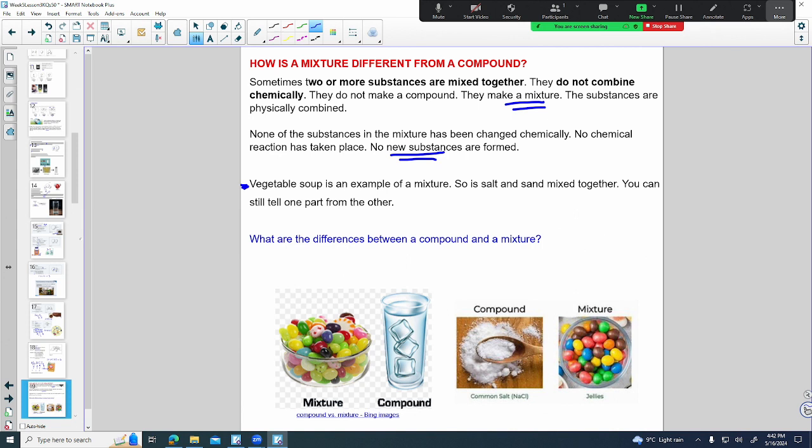A good example is vegetable soup. It's an example of a mixture. So is salt and sand that's mixed together.